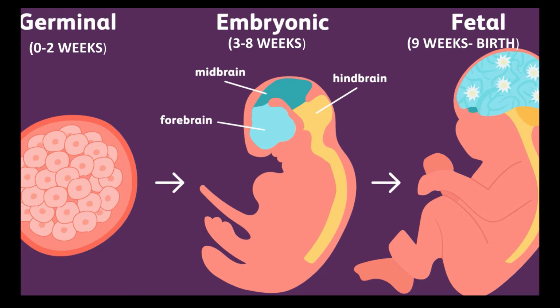Embryo has been formed and this embryo takes the shape of, it looks somewhat like a human, a miniature human with placenta formation and limb buds. Then the fetal development starts after 9 weeks till the birth.